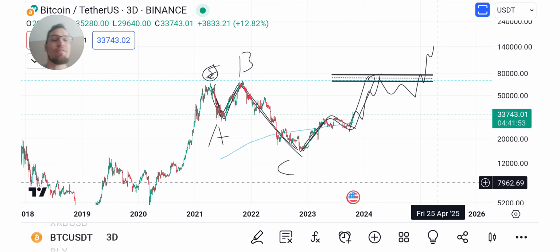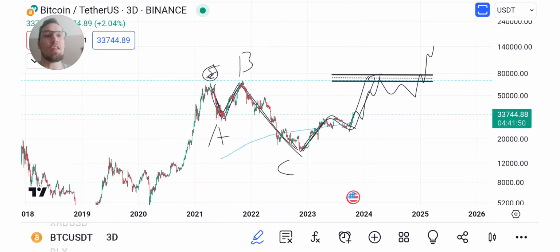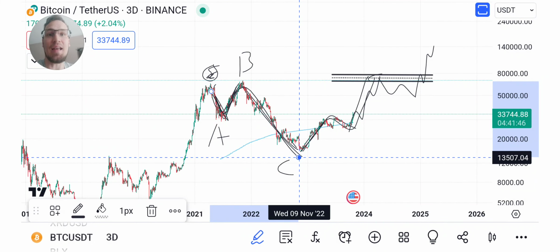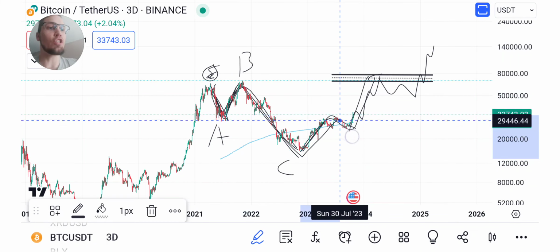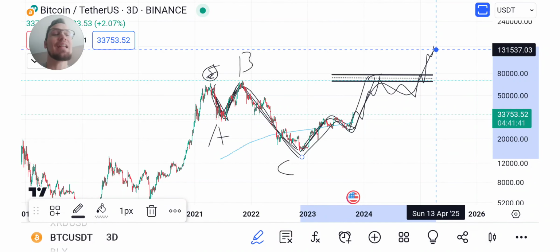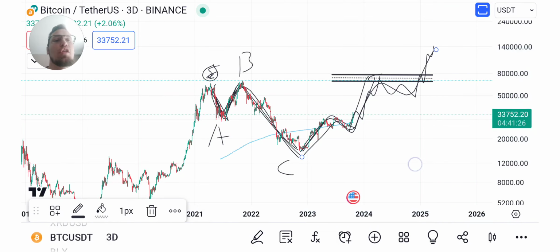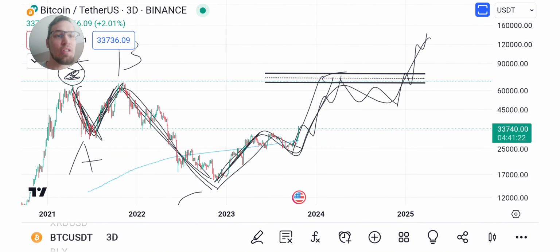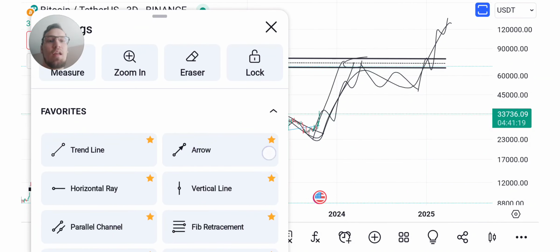If this right here, guys, is an A, B, C, then we're done. Then this is a 1, 2, 3, 4, 5. It's not going to be the way I drew it. Nothing is ever the way you drew it. Everything is so hyper complex. Just because I drew it that way doesn't mean it's going to pan out exactly to the T. I'm just giving my speculation based off Elliott wave, based off wave patterns, that this is going to happen.